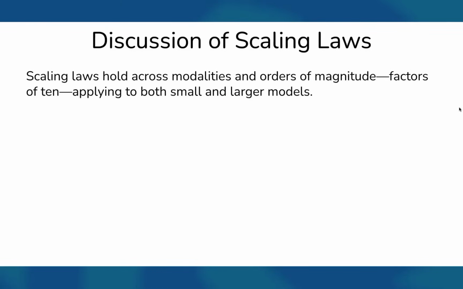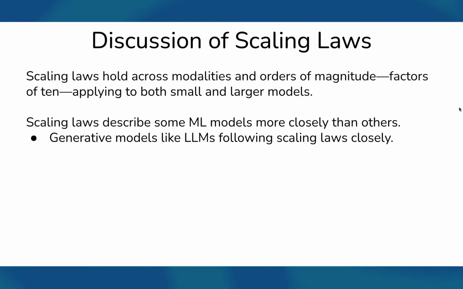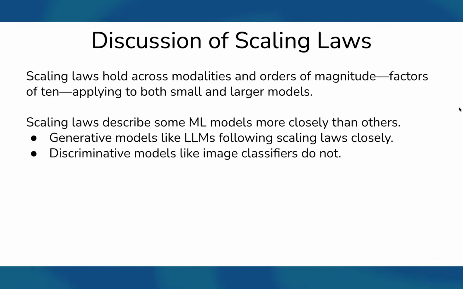We can see that these scaling laws hold across many orders of magnitude, that is, factors of ten. They hold across different modalities, such as text and images and video and audio. They apply to both small and large models. The scaling laws describe some machine learning models more closely than others. So generative models like LLMs follow the scaling laws, but more complicated ones or older ones like discriminative models, that is, things like classifiers for cats versus dogs, don't necessarily follow scaling laws. They certainly benefit from more parameters and more training data, but they don't necessarily follow this functional form. But that said, most of people's interests these days are on generative models.